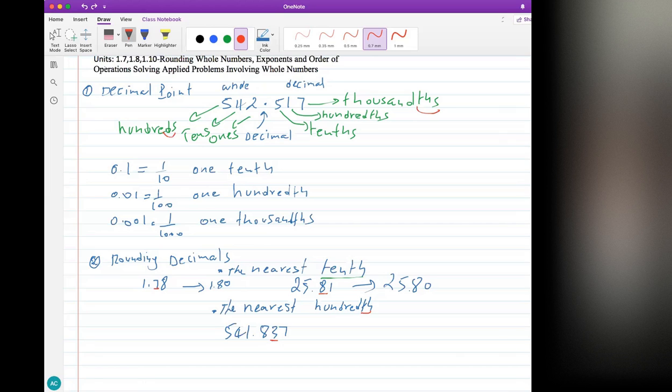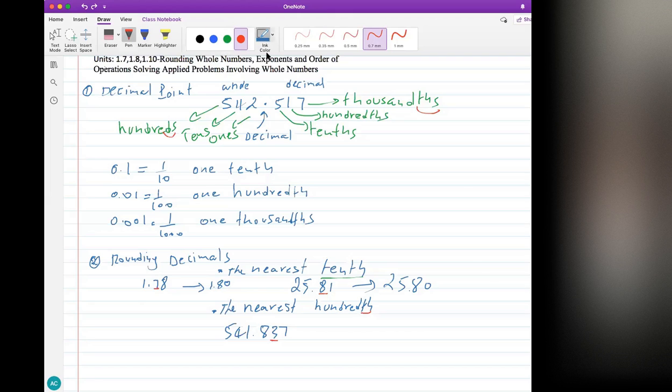Okay, now that we have that, what do we look at after that? We look at the number to the right. That's right. We look to the right of this, which is this number, which is 7. Good. Do we add 1 here or not? Yes, because it's 5 or more. Exactly. So we add 1. Unless it was 4 or 3 or 2 or 1, then we don't add.